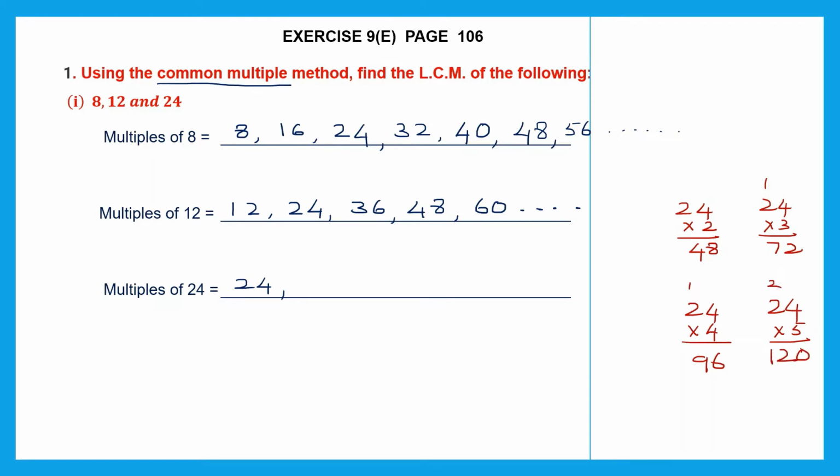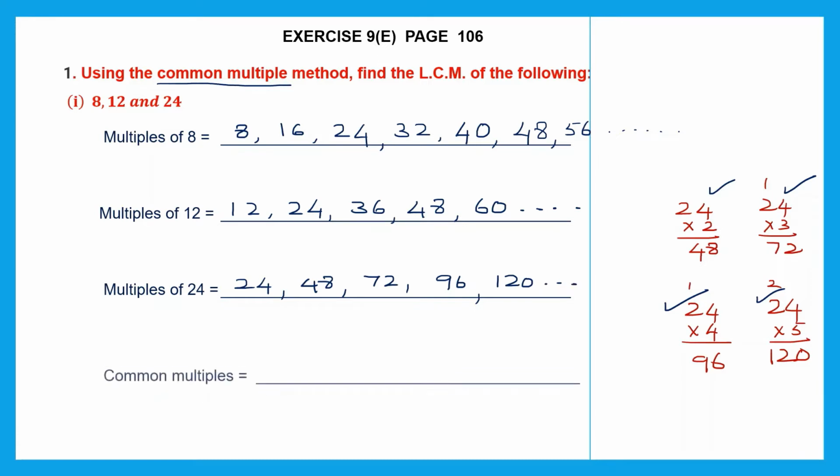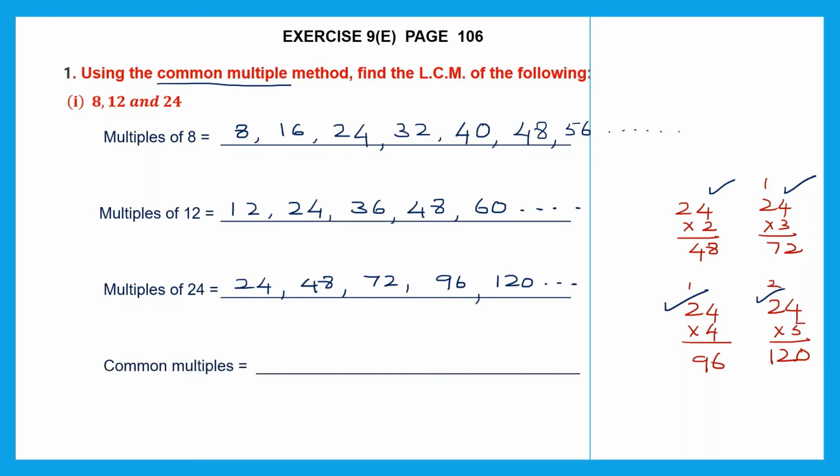So let's write these. 24 ones we have written. 24 twos are 48. Then 24 threes are 72. 24 fours are 96. 24 fives are 120, and so on. Okay. Now here we're going to pick out the common multiples. Let's see if there's any multiple that's common. There will be some multiples that are common.